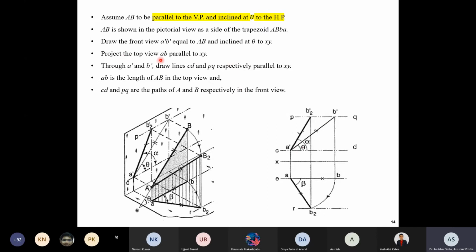Now project the top view AB parallel to XY. Through A dash and B dash draw lines CD and PQ. So from A dash and B dash, you'll draw a line which is parallel to the XY line. Okay, so you'll make CD and PQ. Now AB is the length of the line AB in top view, and these are the paths where this will move. If point B moves, it will move along the path PQ. If point A moves, let us say I want to move the point A, it will move along this line CD.